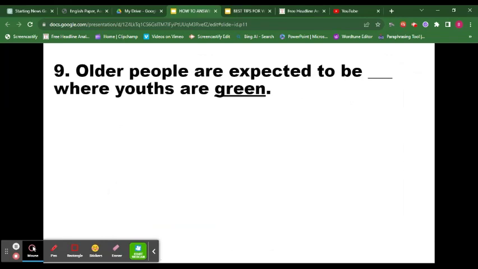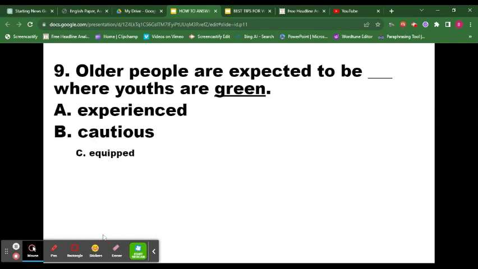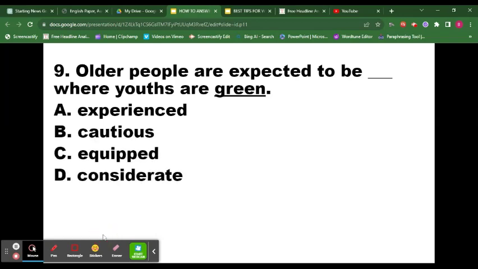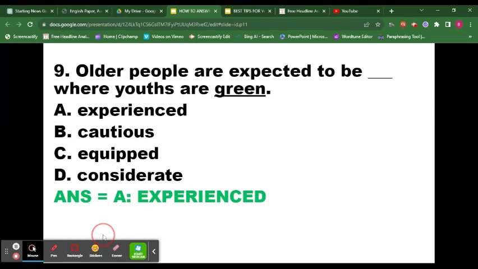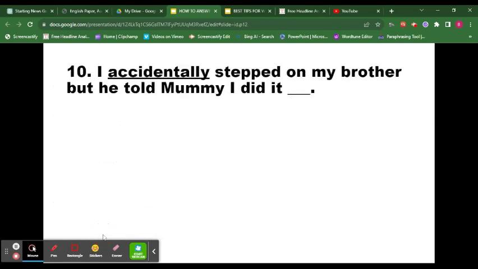Older people are expected to be dash where youths are green. Green here means inexperienced. A, experienced; B, cautious; C, equipped; D, considerate. Of course, the opposite of green in this case is experience, because I already told you green in this context means inexperienced. So this brings us to question number 10.